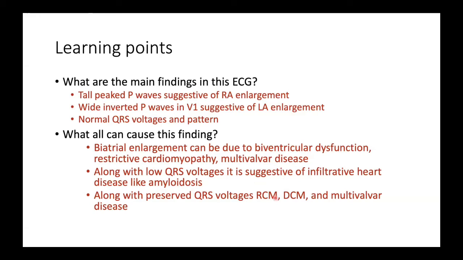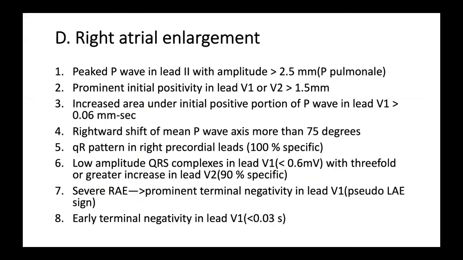If there is a low voltage QRS, it is suggestive of infiltrative disease like amyloidosis. If there is a preserved QRS voltage, then it can be either a dilated cardiomyopathy, multivalvular diseases, or other non-amyloidosis related RCM. So these are the things which you should always keep in mind in a patient with biatrial enlargement and other things. So let's discuss what are the criteria for right atrial enlargement.